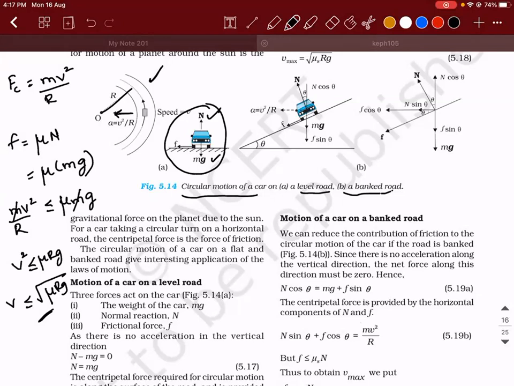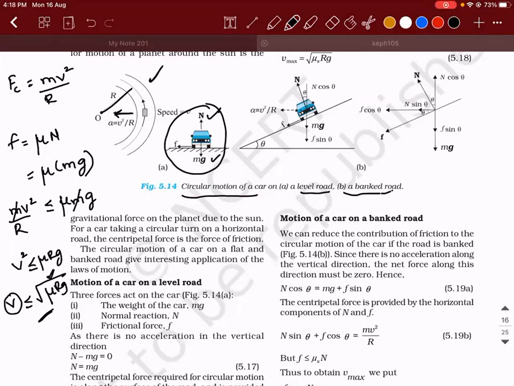So whenever you are going on a level road, let's say near a traffic signal, and you want to take a turn, in order to avoid the skid, depending on the coefficient of friction of the road, the radius of the curvature that you're taking, and acceleration due to gravity, your speed has to be controlled. So this is the maximum speed with which you need to turn so that you don't skid. If you cross that value, there is going to be some uncontrollable situation.